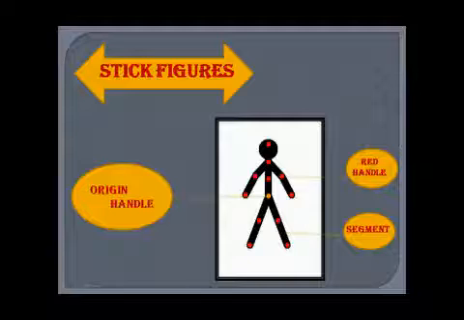There are two types of handles. The orange dot at the center of the figure is called origin handle, which is used to move and change the location of the figure. The red handles are at the end of each segment. These handles are used to rotate the segments of the stick figure.